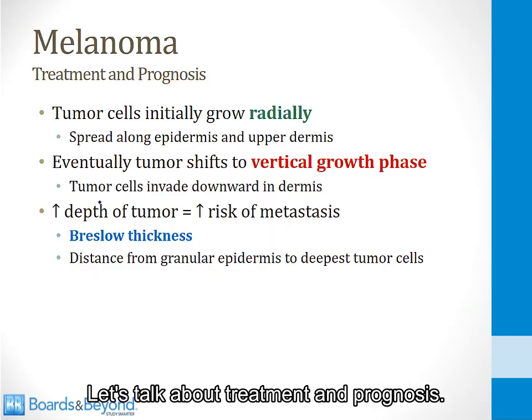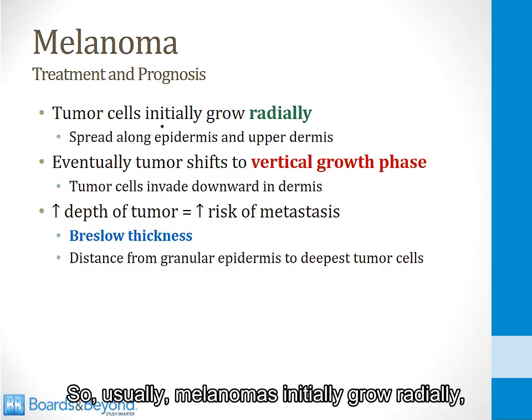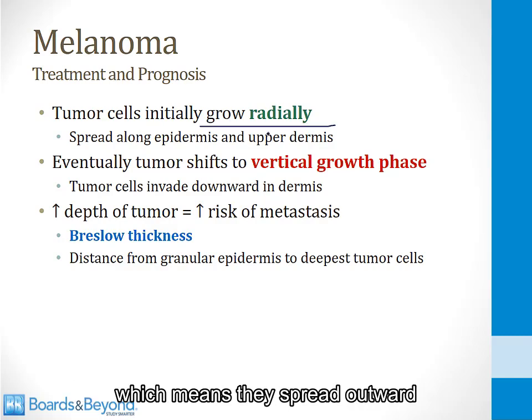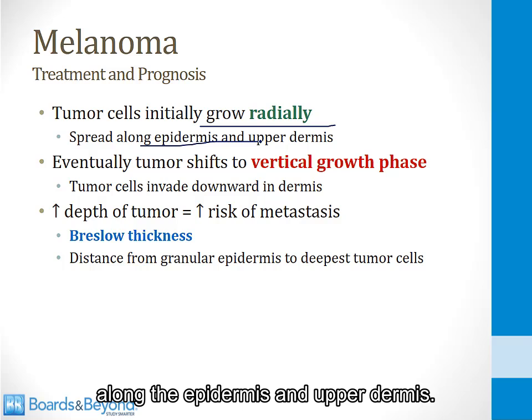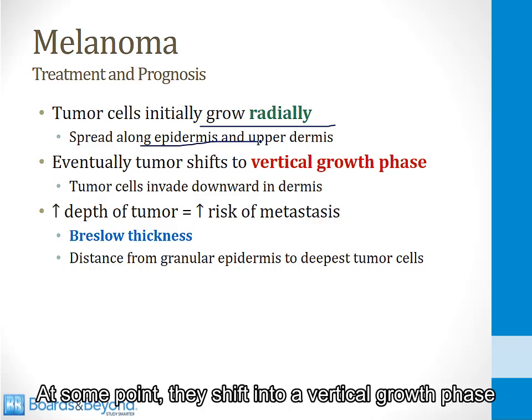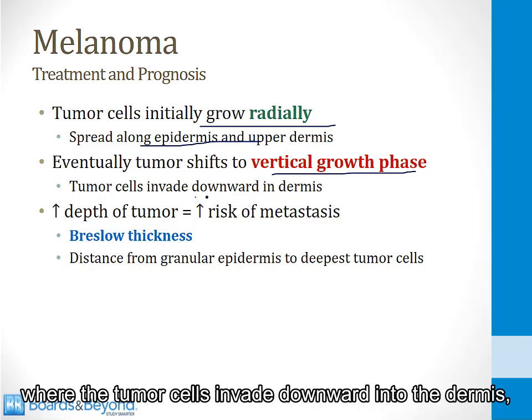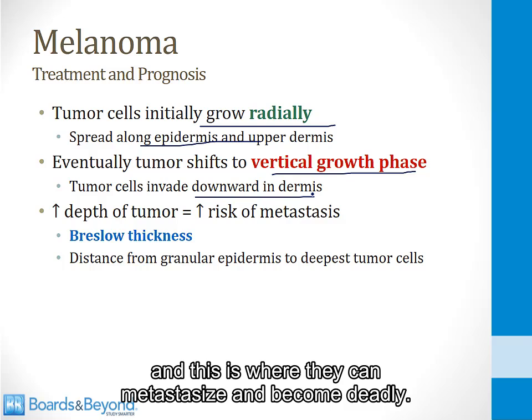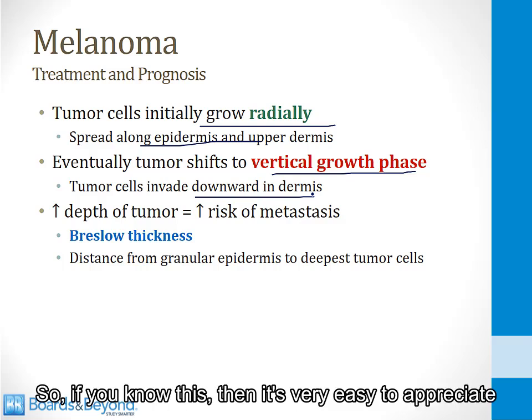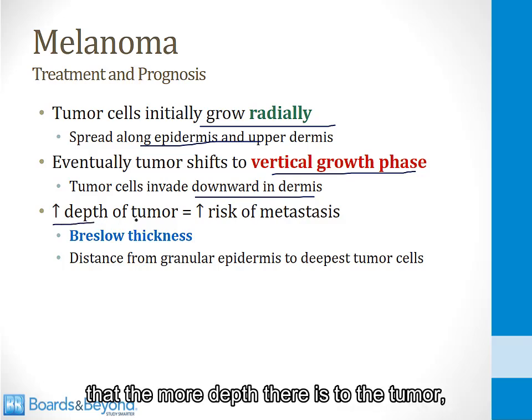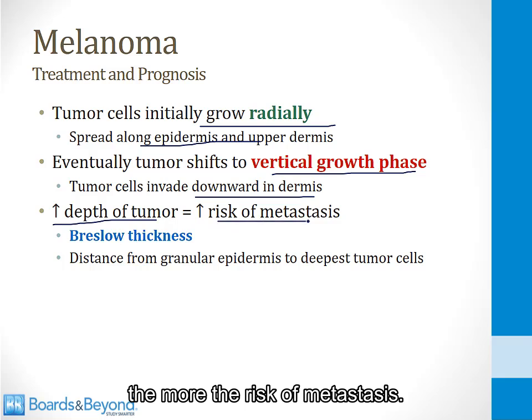Let's talk about treatment and prognosis. So usually melanomas initially grow radially, which means they spread outward along the epidermis and upper dermis. At some point they shift into a vertical growth phase where the tumor cells invade downward into the dermis, and this is where they can metastasize and become deadly. So if you know this, then it's very easy to appreciate that the more depth there is to the tumor, the more the risk of metastasis.